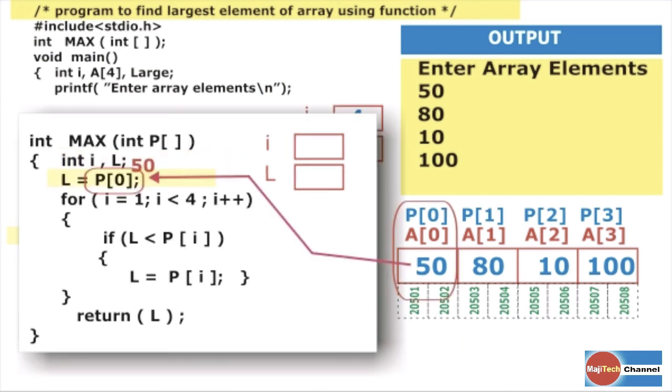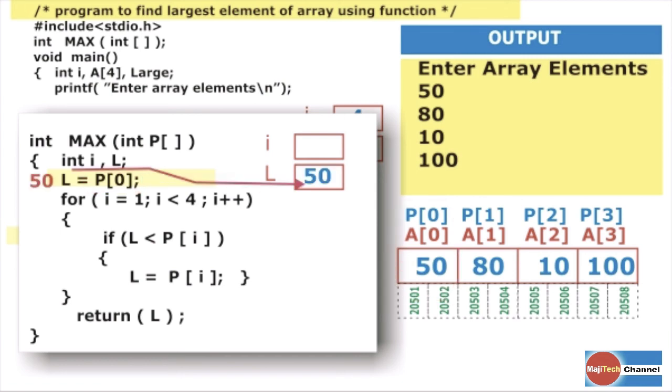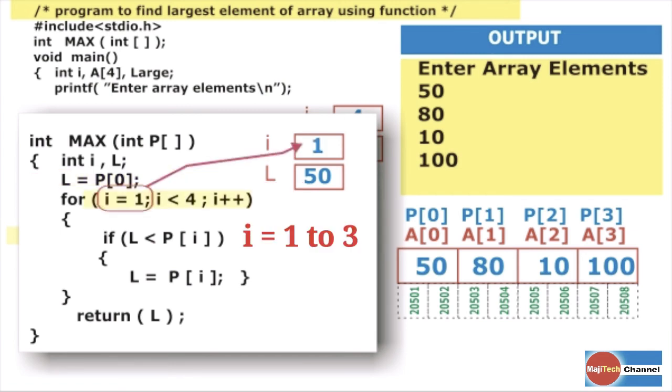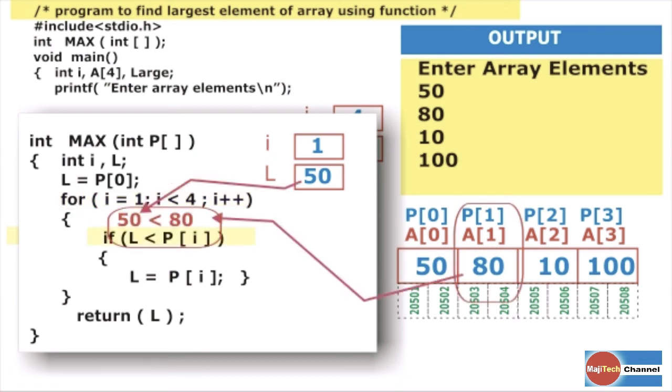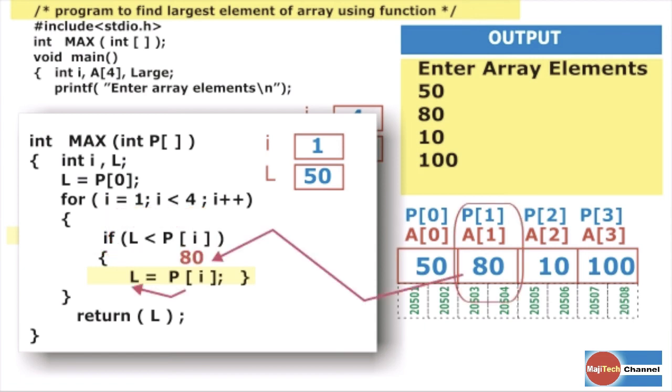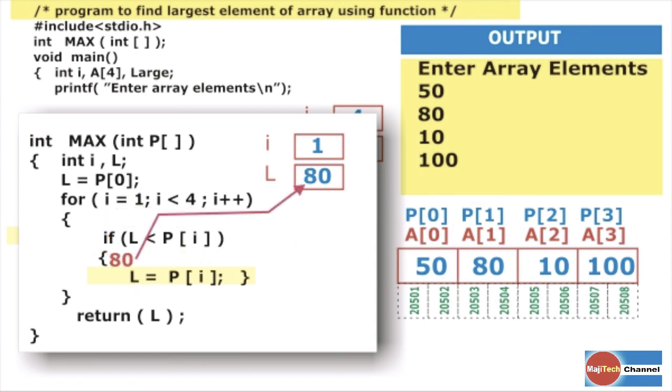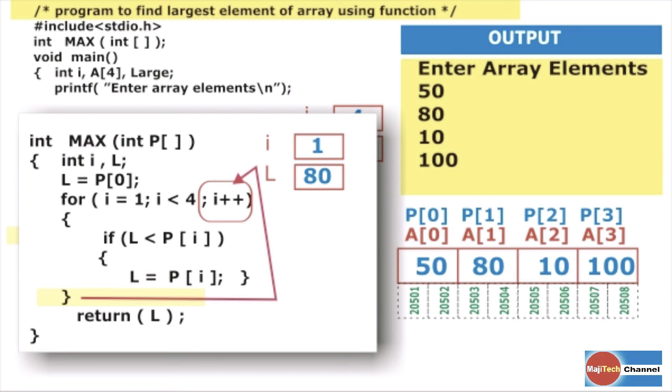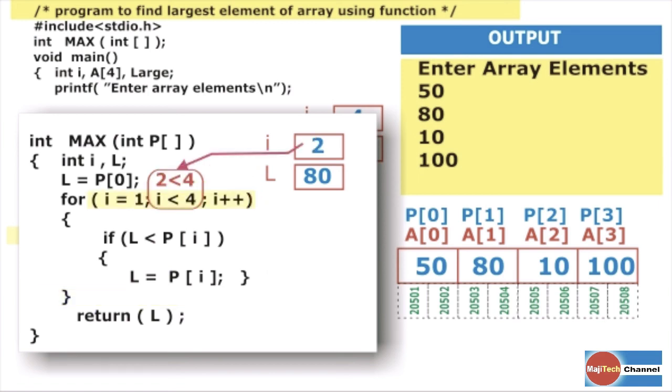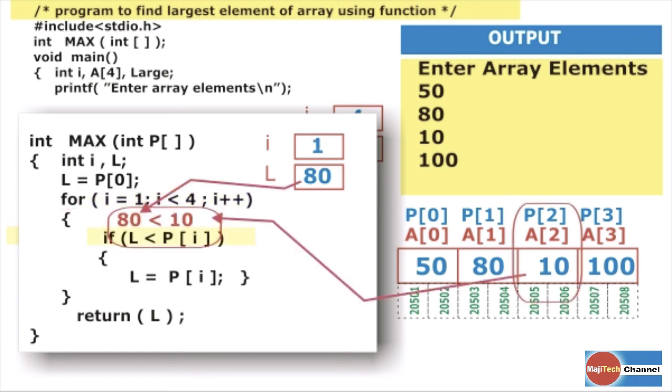l is equal to p[0], that is 50. Here we are considering that the first element is the largest element. This loop will be executed 3 times, from 1 to 3. Condition 1 is less than 4 is true. Now the condition l is less than p[1], that is 50 is less than 80, is true. p[i], that is 80, will be copied to variable l. Increasing the value of i by 1, it becomes 2. Condition 2 is less than 4 is true. Now the condition 80 less than 10 is false. The loop will be continued.